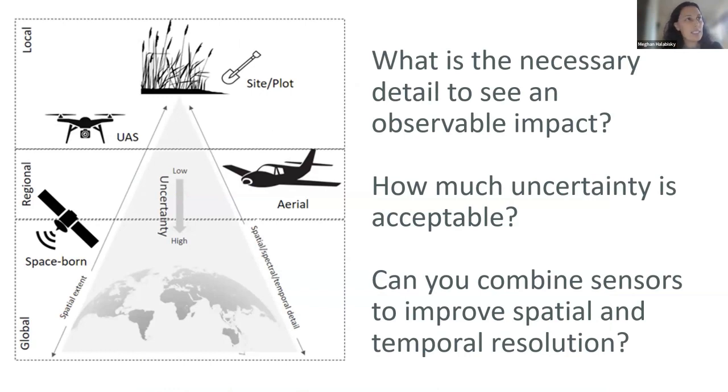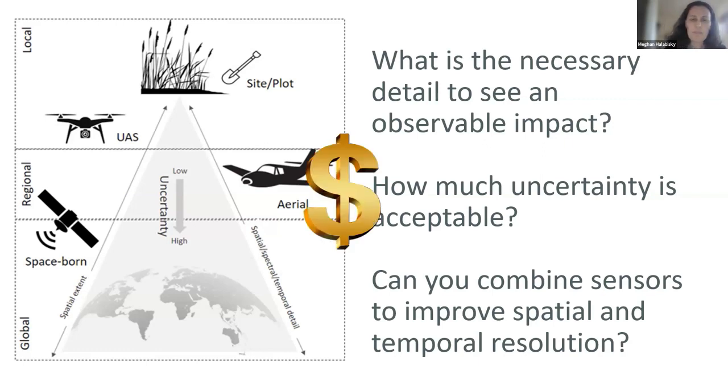I might be modeling something and I really want very low uncertainty. So that means I'm going to have to collect a lot more field data and have higher resolution imagery to build better models. But really, again, it's a trade-off. Different sensors have different spatial, temporal, and spectral resolutions and extent. So is there a way that I can combine sensors to get the best of all worlds?